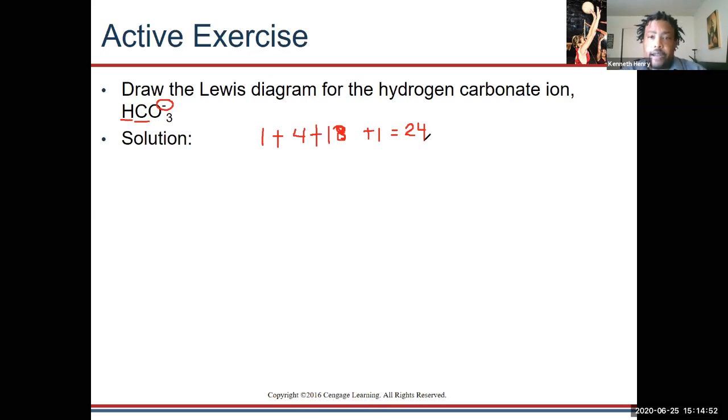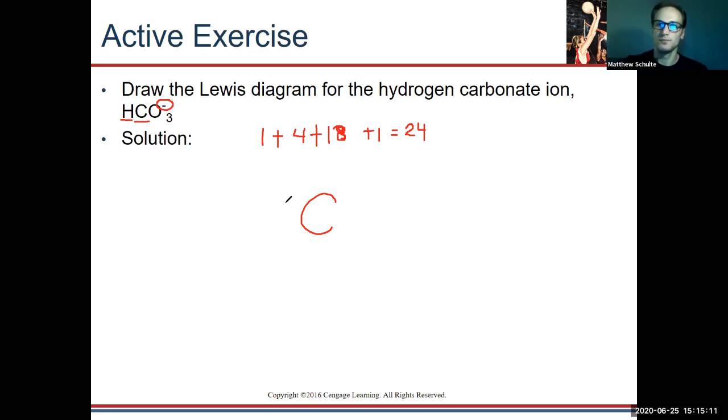Who's going to be my center atom? Carbon. Okay, so then what I always do, I just start putting my electrons where they belong naturally. So we have how many for carbon? How many valence electrons? 4. So we also have this extra one. So I'm just going to throw that one in, put it on top for right now, until I know what I'm going to do with it.